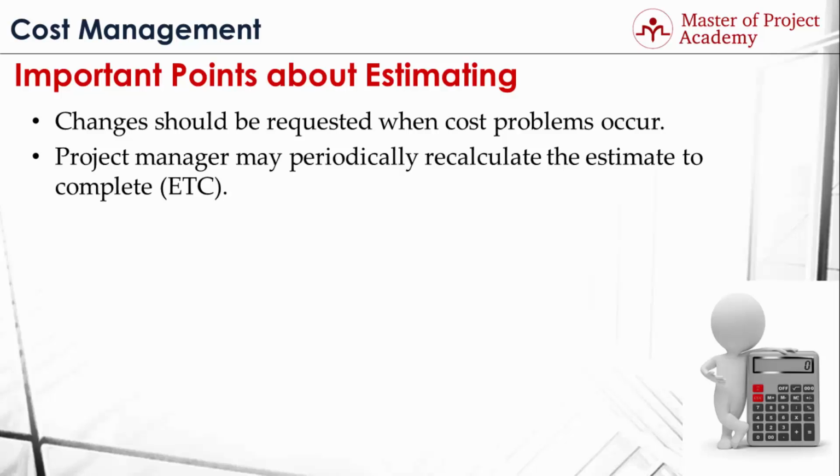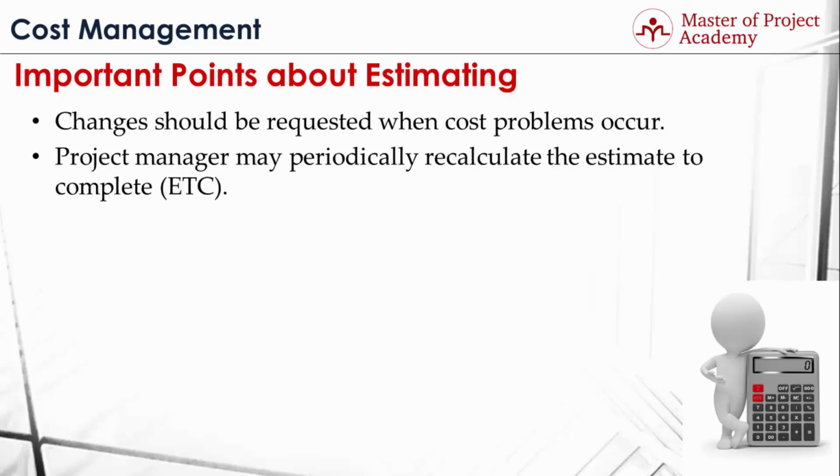Project manager may periodically recalculate the estimate to complete, which is abbreviated as ETC. Estimate to complete value shows the required budget to complete the remaining activities of the project, based on the cost performance of the project achieved till now. So, if the cost performance of the project was worse than the planned, your ETC will show that you need a higher budget to complete the remaining activities of the project respectively.